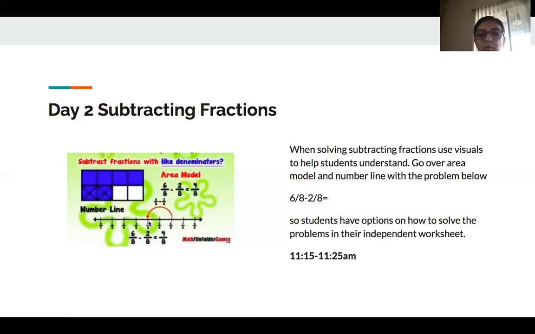So when solving subtracting fractions, it's good for the students to have different options other than just doing it in pencil. If they want to see visually, they can do the area model or the number line.